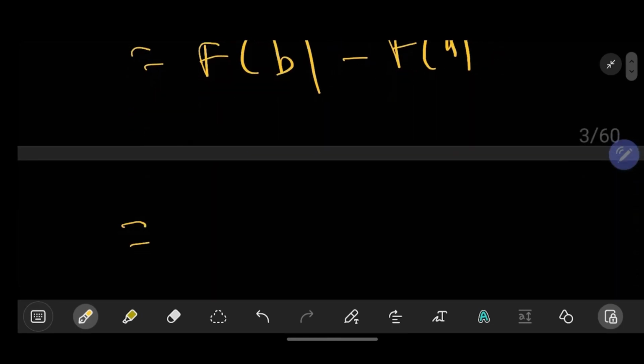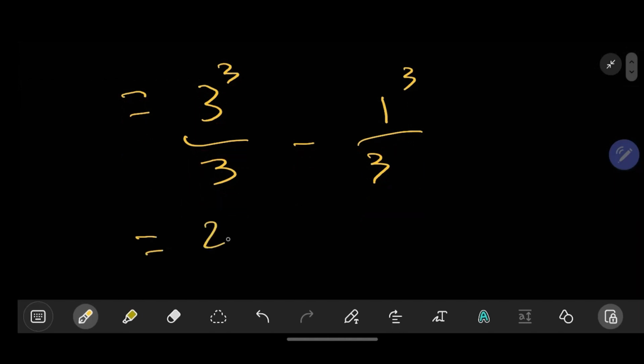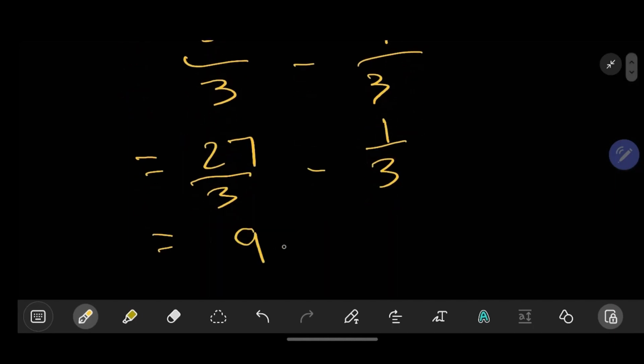I'm just trying to link it back to the fundamental theorem of calculus for you. So the answer we'll get here is 3 cubed over 3 minus 1 to the 3 over 3, and that's equal to 27 by 3 minus 1 by 3, which is 9 minus 1 by 3, and we will get an answer of 26 by 3. Coming back to this 3, 9 times 3 is 27, minus 1 is 26. Okay, so that's your second example where we use the power rule.